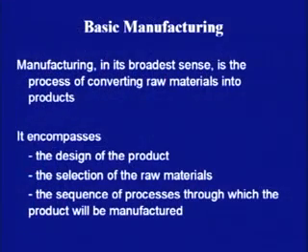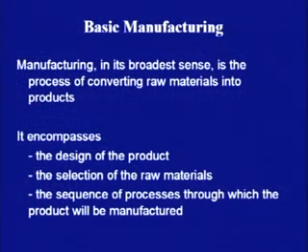So manufacturing encompasses the design of the product, the selection of the raw material, and finally the sequence of processes through which the product will be manufactured. Now coming on to point wise point, first point says the design of the product. Now the design of the mouse, the example that we have chosen, the design is such that it is an ergonomic design. Our hand fits on the mouse like this, I can press it very easily.